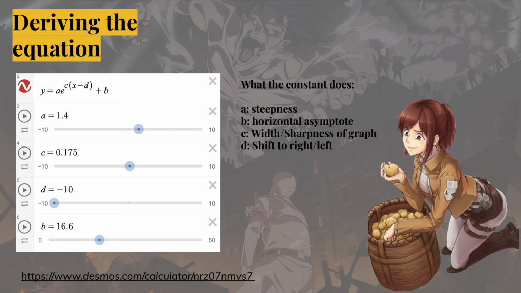So for example, we found out that A, in fact, affects the steepness of the graph. And for B, it affects the horizontal asymptote of the exponential graph. And for C itself, it affects the width and the sharpness of the graph, similar to A, but not as drastic as A. And for D, it basically shifts the graph to the right and left.